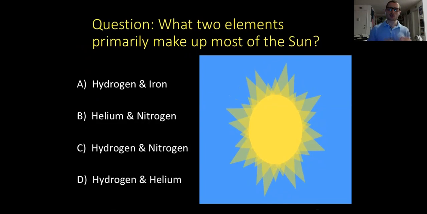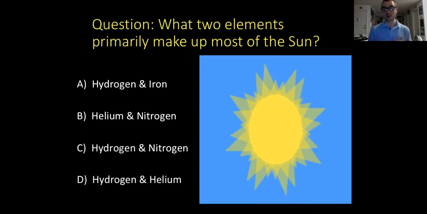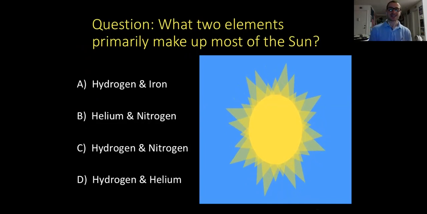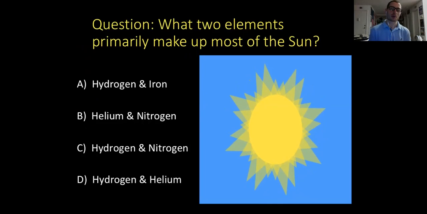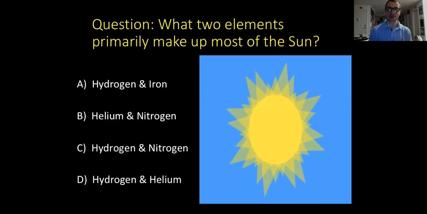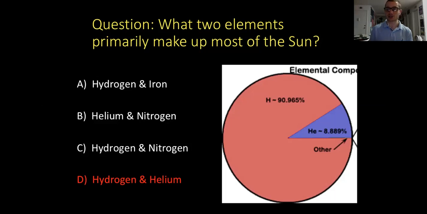What 2 elements primarily make up most of the sun? A, hydrogen and iron. B, helium and nitrogen. C, hydrogen and nitrogen. Or D, hydrogen and helium. Take a moment, pause the video, give it your best thought. The answer is going to be D, hydrogen and helium.